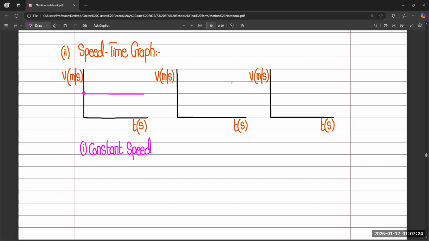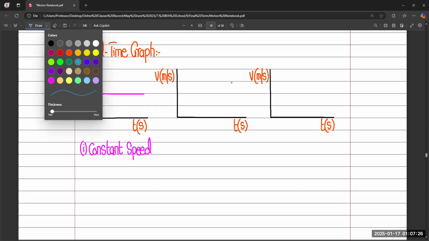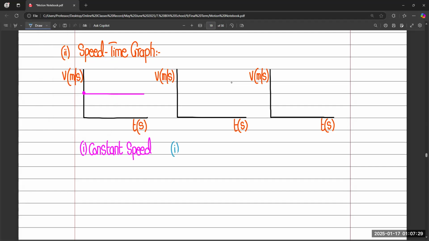Second, constant acceleration. Constant acceleration means equal change in velocity in equal intervals of time. So that will be again a straight line passing through the origin in this way.